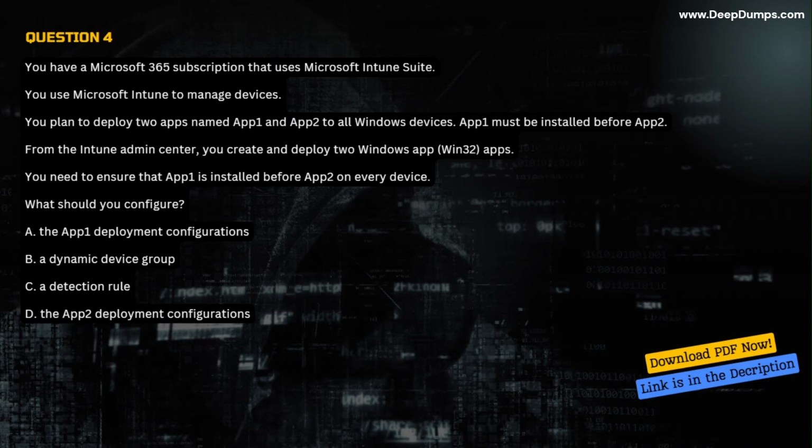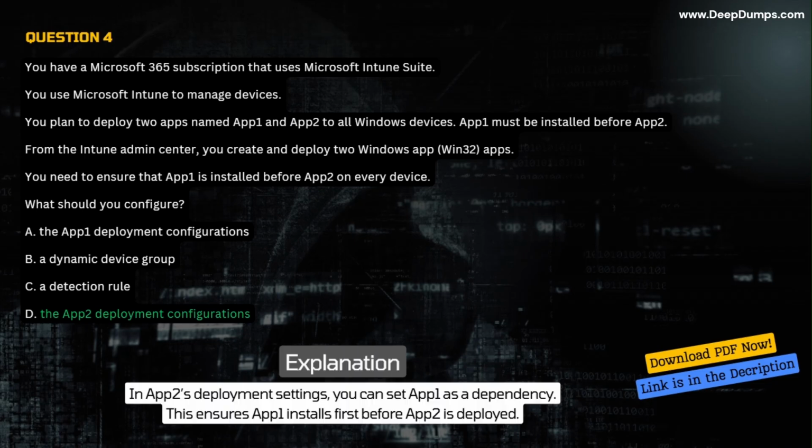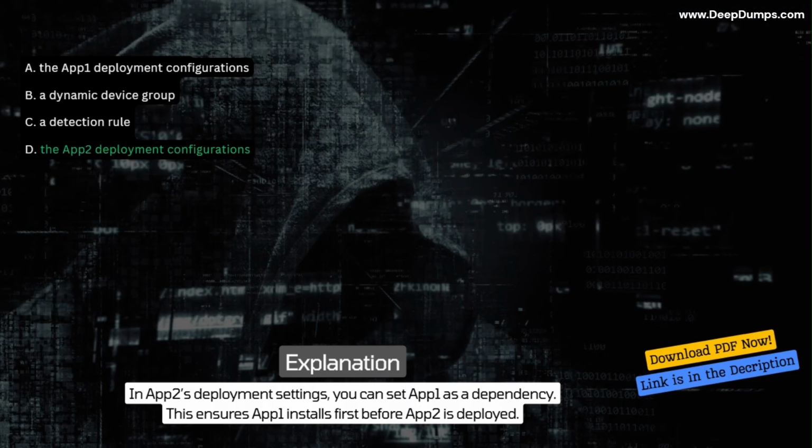What should you configure? A. The App 1 deployment configurations. B. A dynamic device group. C. A detection rule. D. The App 2 deployment configurations. Correct answer D. The App 2 deployment configurations. Explanation. In App 2's deployment settings, you can set App 1 as a dependency. This ensures App 1 installs first before App 2 is deployed.